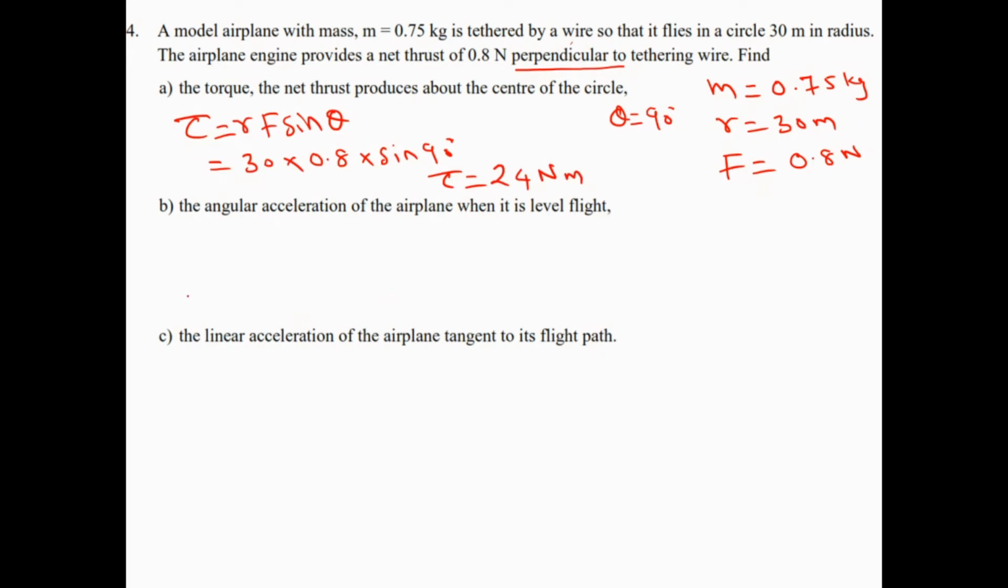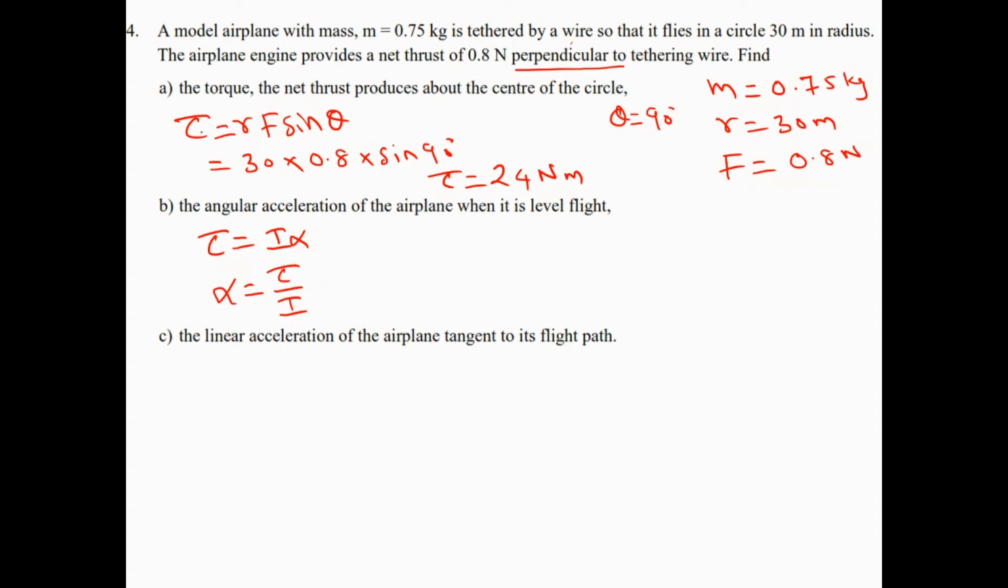Now we have to find the answer for the second part. What is given in the second part? Find the angular acceleration of the airplane when it is in level flight. So we have to find the angular acceleration. For that, we have to write the relation between the torque and the angular acceleration. What is the relation? The torque tau is equal to I alpha, right? So I'm going to rearrange this equation in terms of angular acceleration. Therefore, angular acceleration is equal to torque over I.